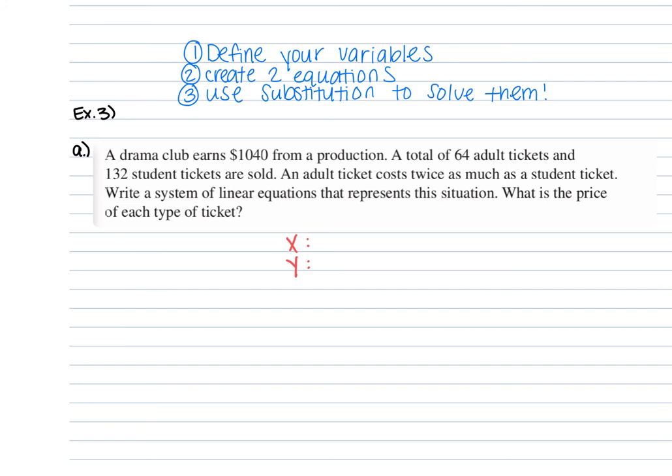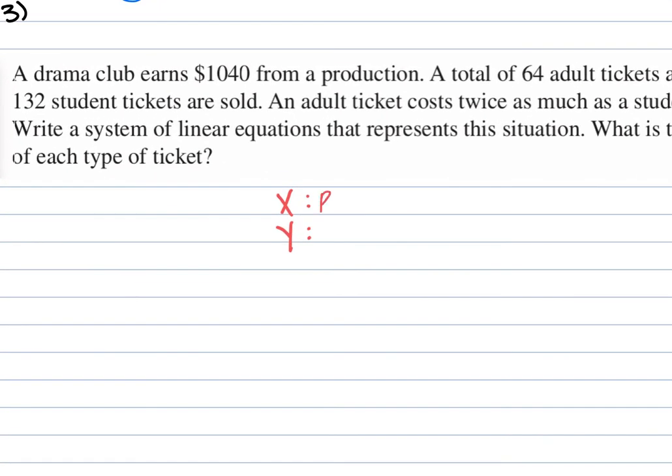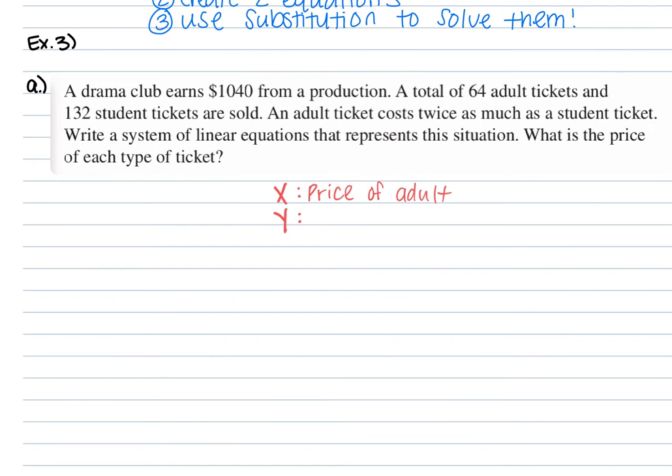Zoe? Very good. The price of each type of ticket. So let's say x is the price of one type of ticket. The price of an adult ticket. If x is the price of an adult, what would y be? What's the other thing that we need to find? Diana? Student? The price of a student.